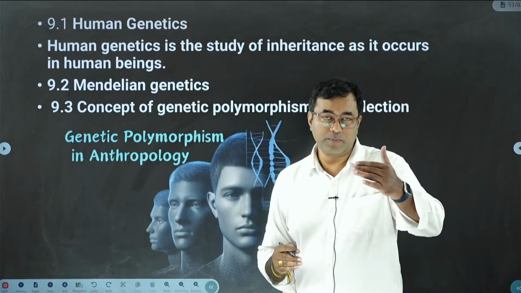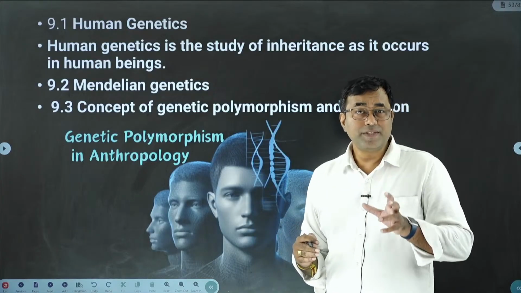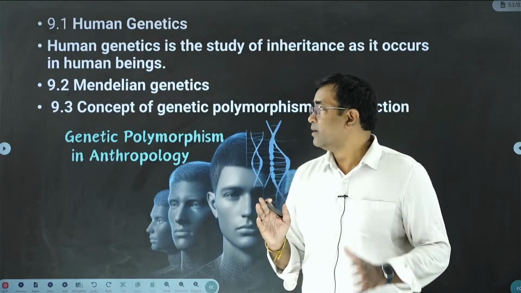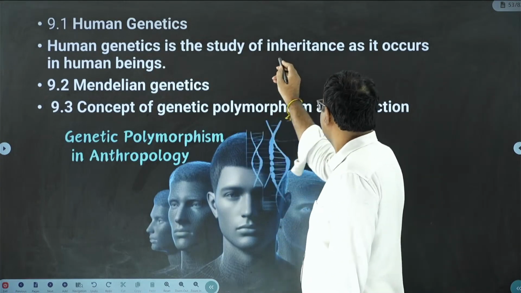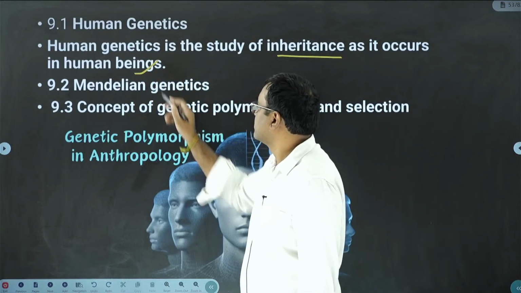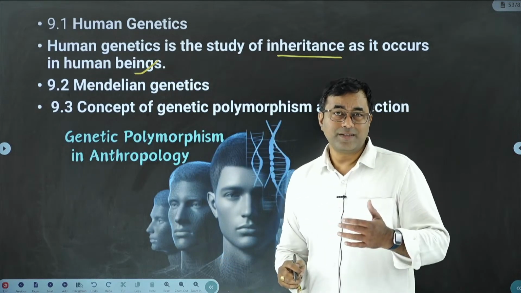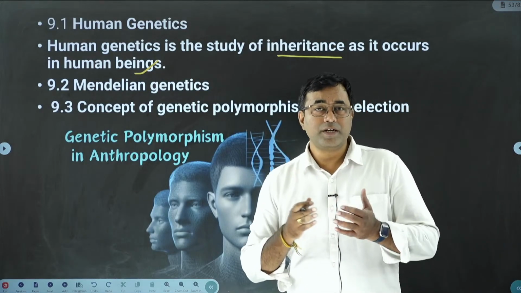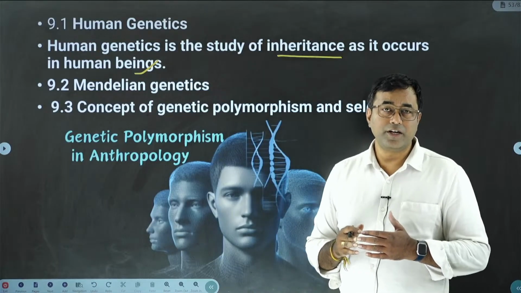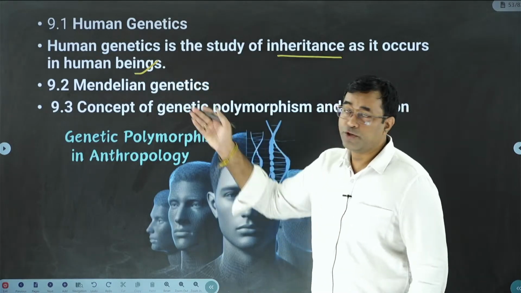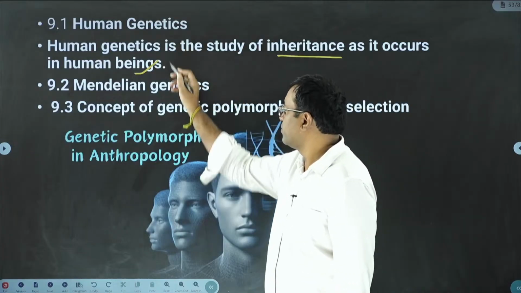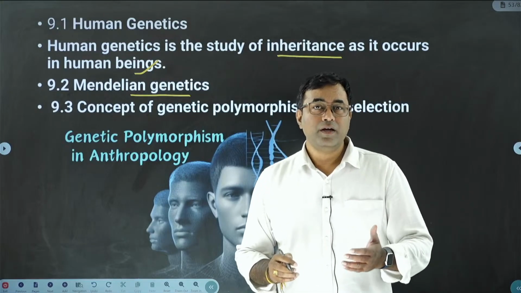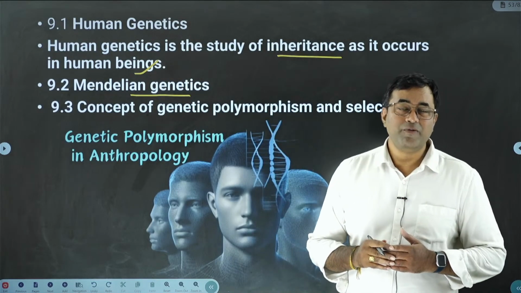From 9.1 to 12 chapter, it is physical anthropology, in which we will try to understand more related to the genetics. So for example, human genetics is a study of inheritance. It occurs in human beings. So that means we will try to understand certain concepts, how the genes are being transferred from one generation to another generation, what are the factors related to it, different types of methods related to human genetics will be discussed as part of 9.1. Next one is Mendelian genetics, is the concept which was trying to explain how the inheritance of the species will take place.